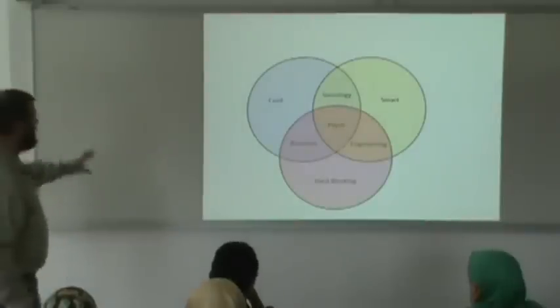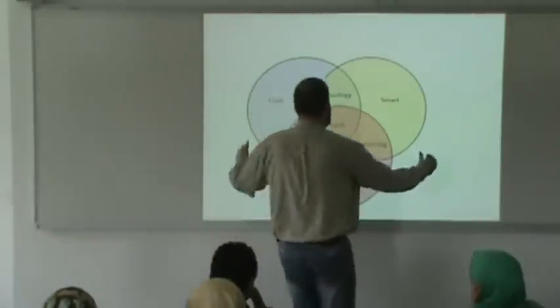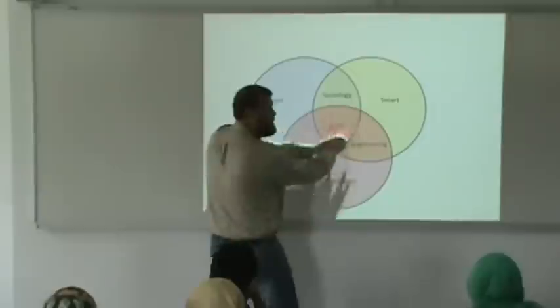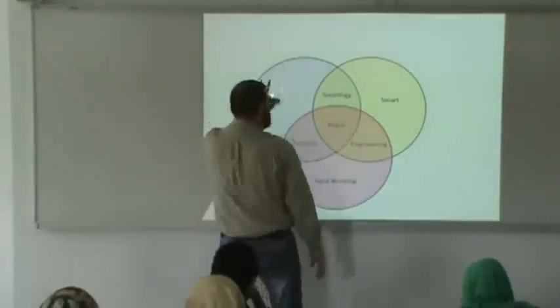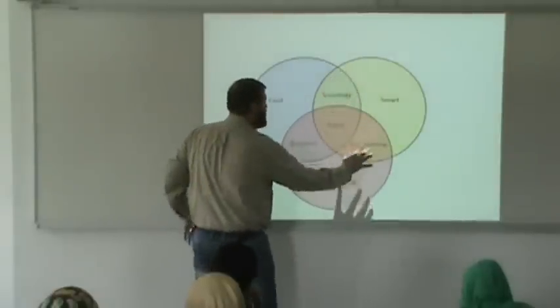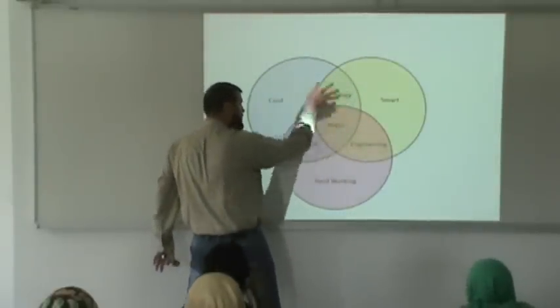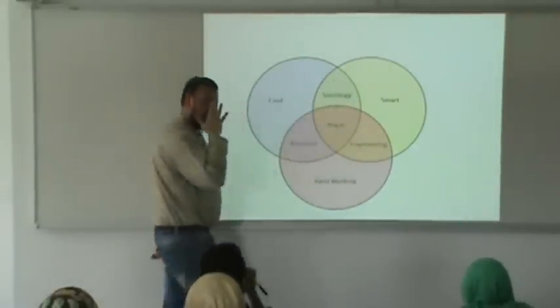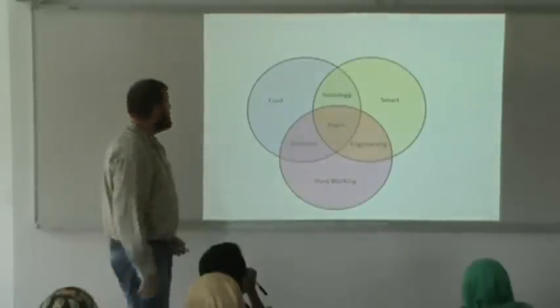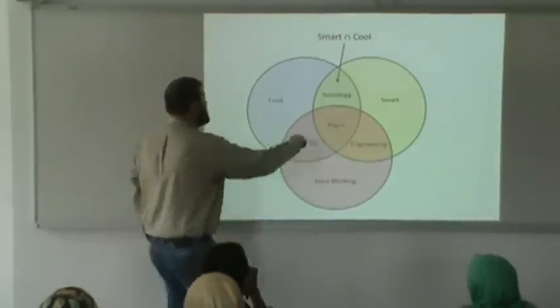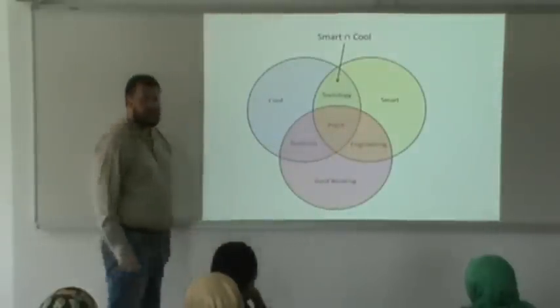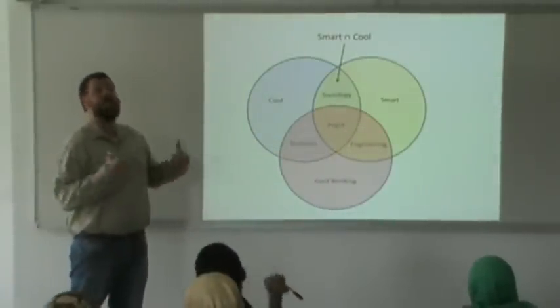We have our cool people. We have our smart people. And these two intersect, right? The intersection of cool and smart is this region right here that's dominated by sociology and psychology majors. So this is smart intersection cool. Smart and cool.